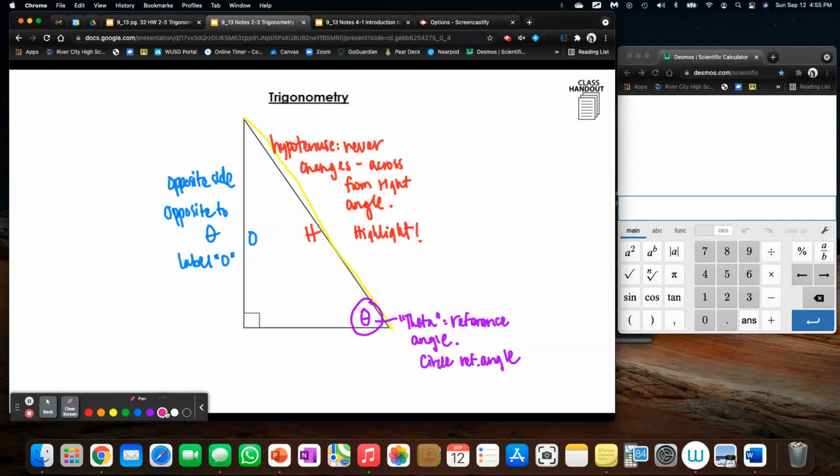The other side is called the adjacent side. That's going to be the side closest to the angle. So this is the adjacent, and it's the side closest to theta. We're going to label it with an A.